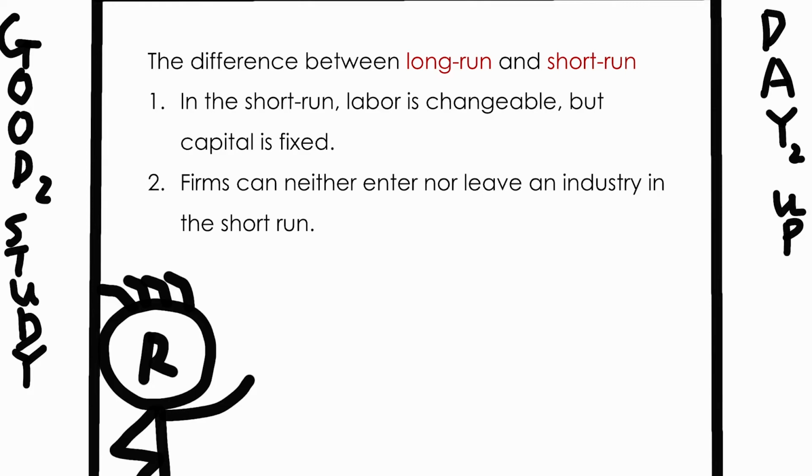And the second difference is that in the short run, firms can neither enter nor leave the industry. The same logic applies here. In order for a firm to enter a new business or a new industry, they need to prepare, and that preparation needs time. So in the short run, no firm can leave or enter the industry.